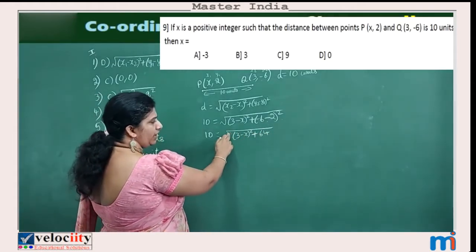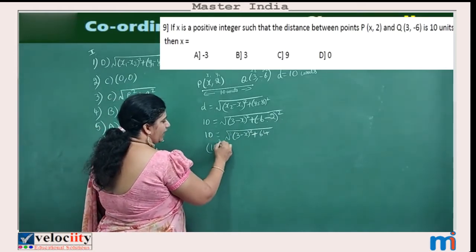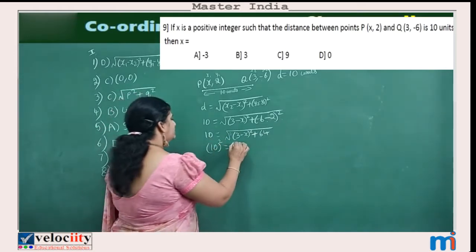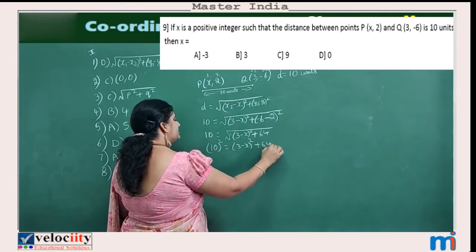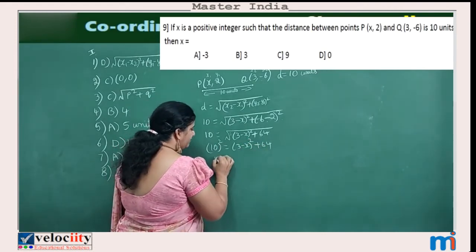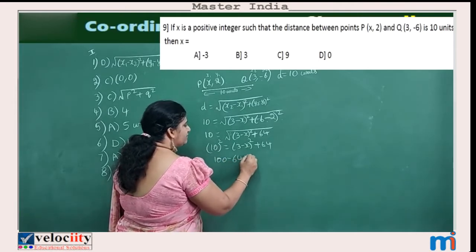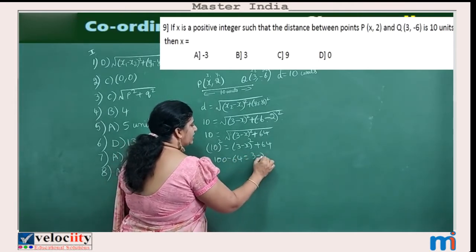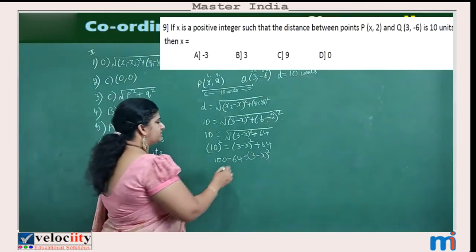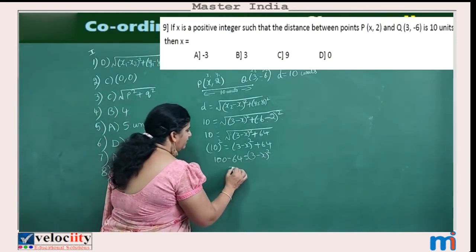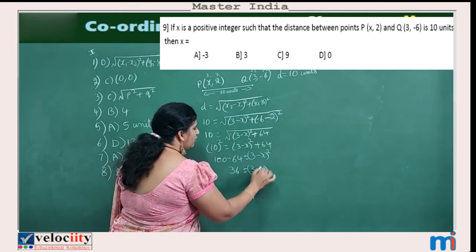Now remove the square root. When you remove it, apply the square on the other side. So 10 squared, which is 100, is equal to (3 minus x) whole square plus 64. Bring the 64 this side: 100 minus 64 is equal to (3 minus x) whole square. 100 minus 64 will be 36, equal to (3 minus x) whole square.